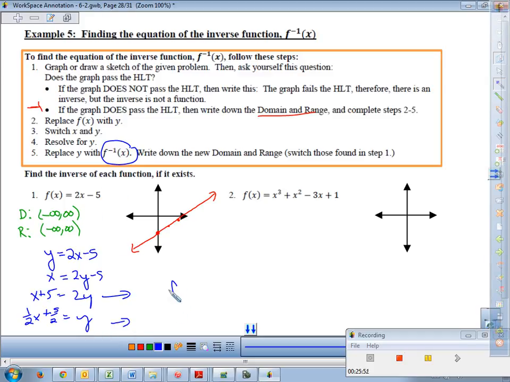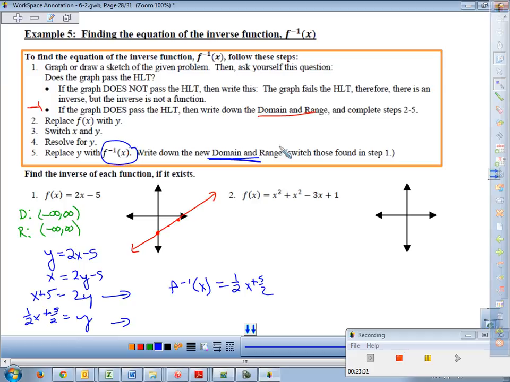So this is really f inverse of x equals 1/2 x plus 5 halves. Same thing we had right here. We just, where there was a y, replaced it with f inverse. This is the equation of the inverse. If I graph this, it's got a y-intercept of 5 halves, and it's got a slope of 1/2, so then we'd graph it. They want us to write the domain and range of this thing.